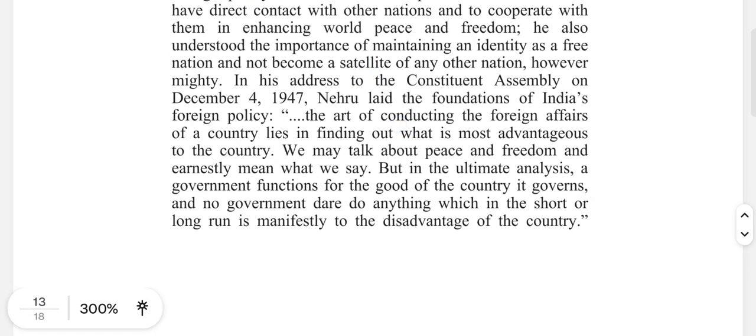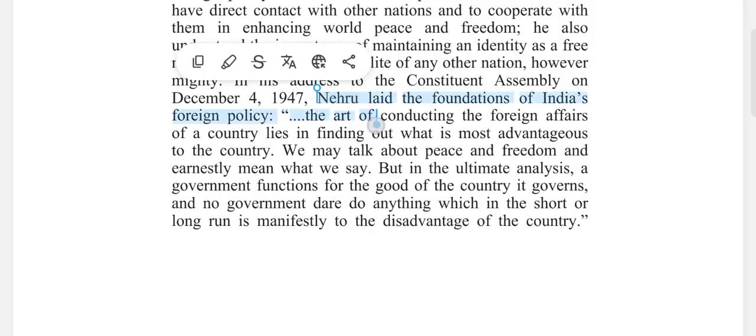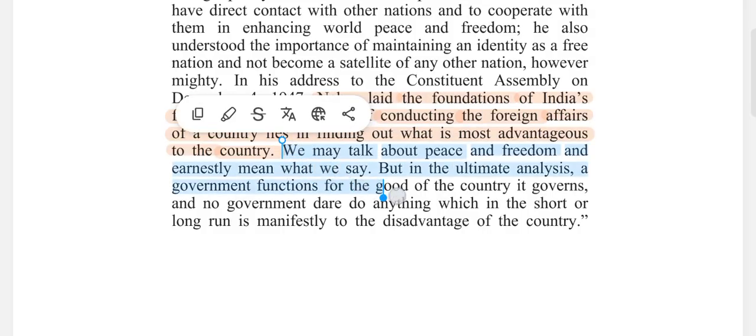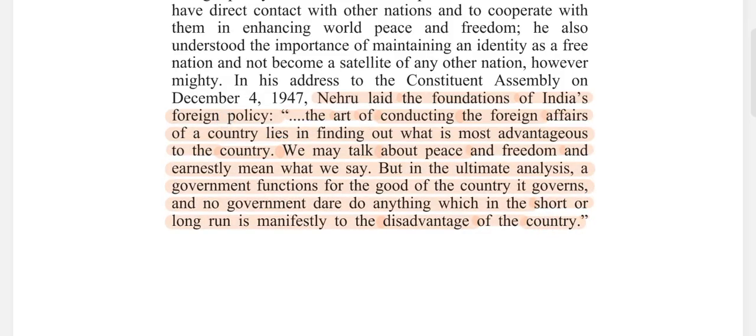The art of conducting the foreign affairs of a country lies in finding out what is most advantageous to the country. We may talk about peace and freedom and earnestly mean what we say. But in the ultimate analysis, a government functions for the good of the country it governs, and no government dare do anything which in the short or long run is manifestly to the disadvantage of the country.